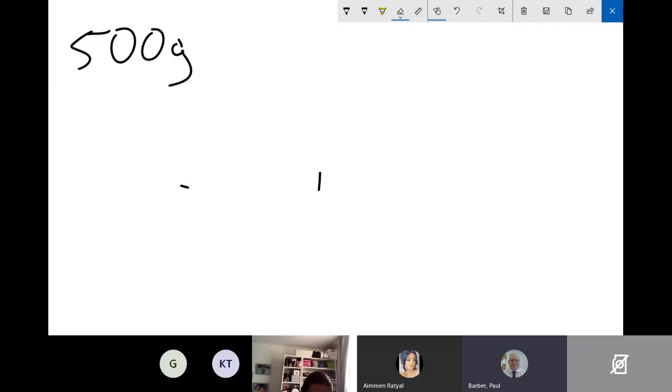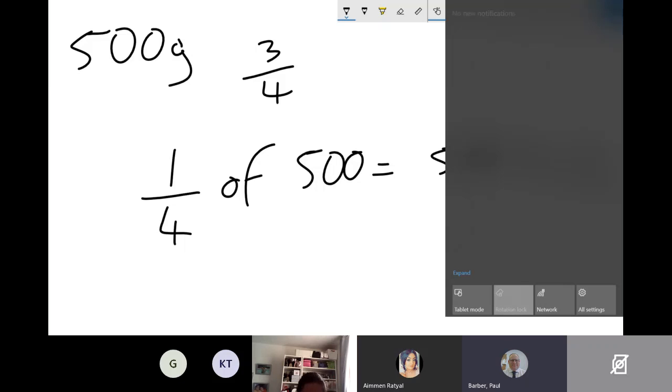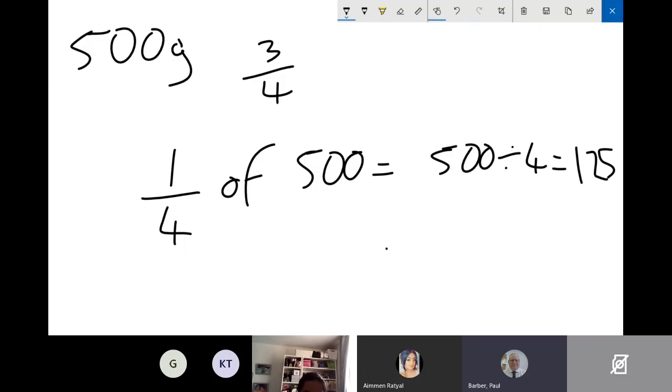So we've got 500 grams of sugar in the original, and we now want 3/4 of it. Well, if we use what we just did in the last example, if we work out 1/4 of 500 grams, that is simply 500 divided by 4, because we want it in quarters, which means split into 4, and we only want one of them. And you could use a calculator for this, or fingers and toes. There we go. So 500 divided by 4 is 125.